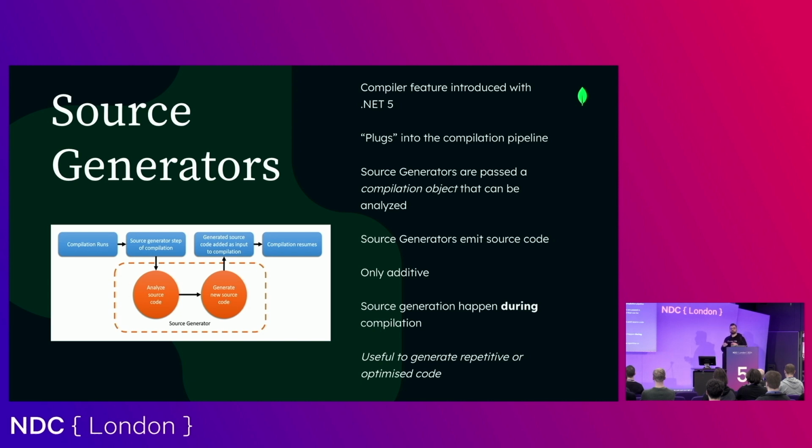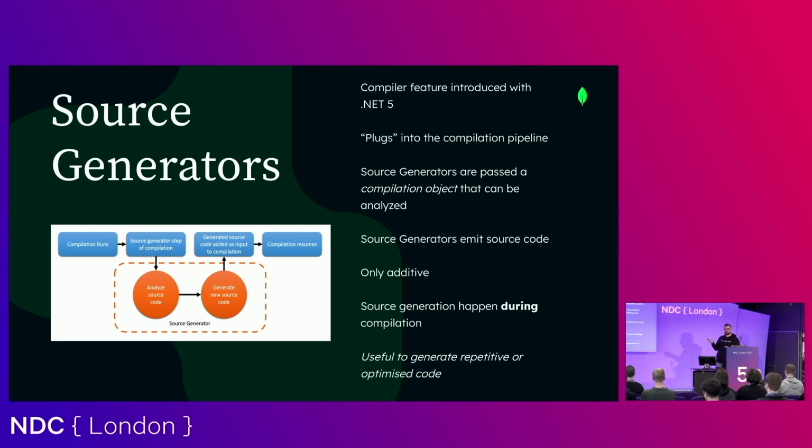With this compilation object, the source generator can look into the project code, both from a syntactic and a semantic level, and then the source generator can eventually generate new source code. It doesn't need to, but it can. Then these new files are added to the compilation, and the compilation continues. So source generators are only useful to generate new code. You cannot modify existing code, and this is one of the biggest differences with IL weaving. With weaving, you can modify what's already there, and you can add new things. With source generators, you can only add things. They are only additive.